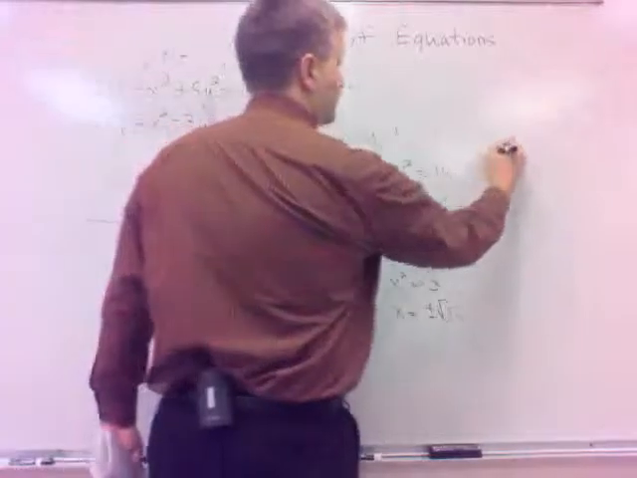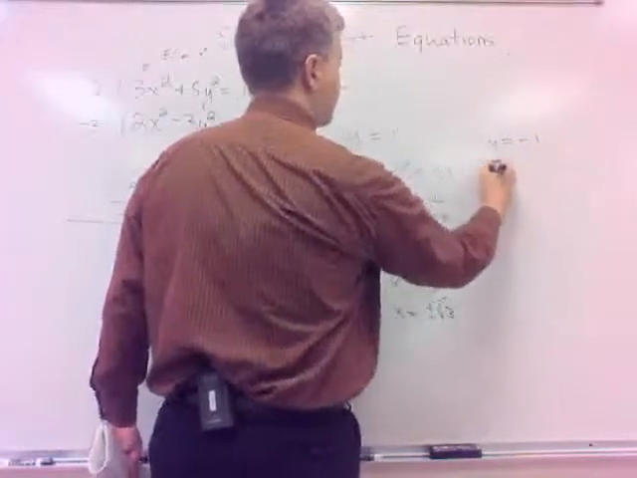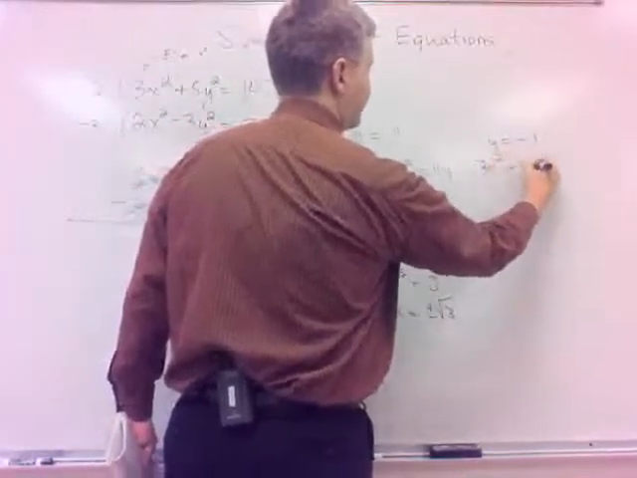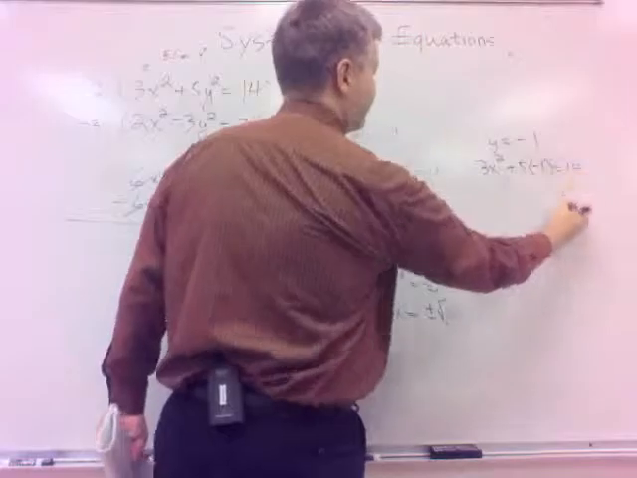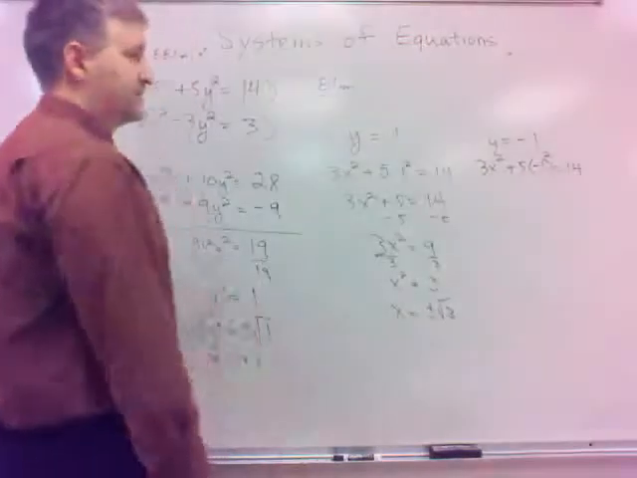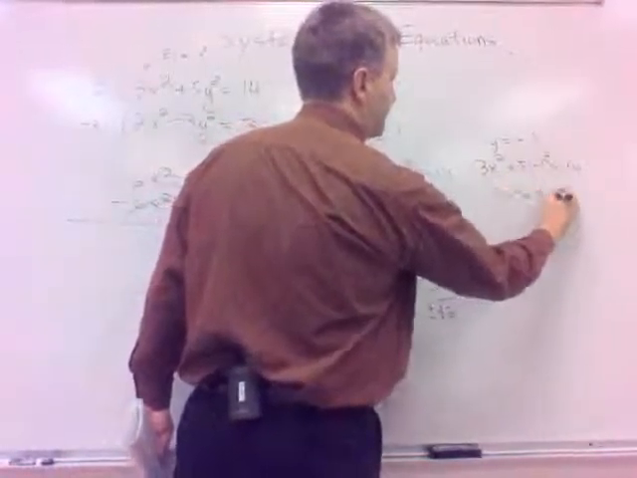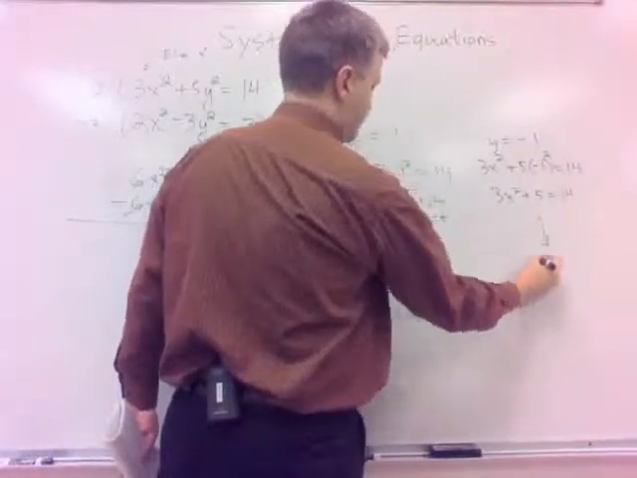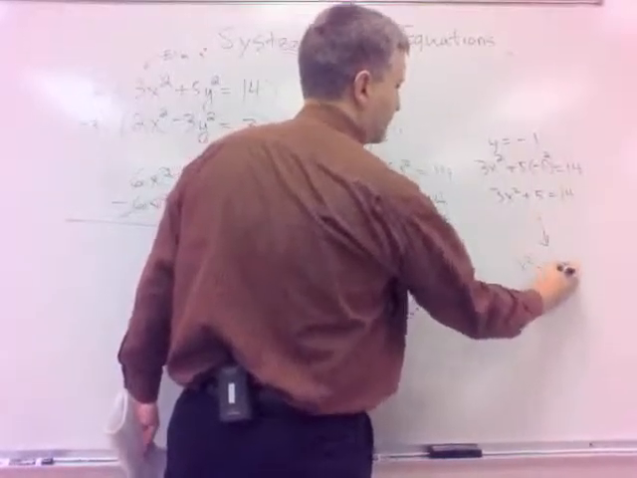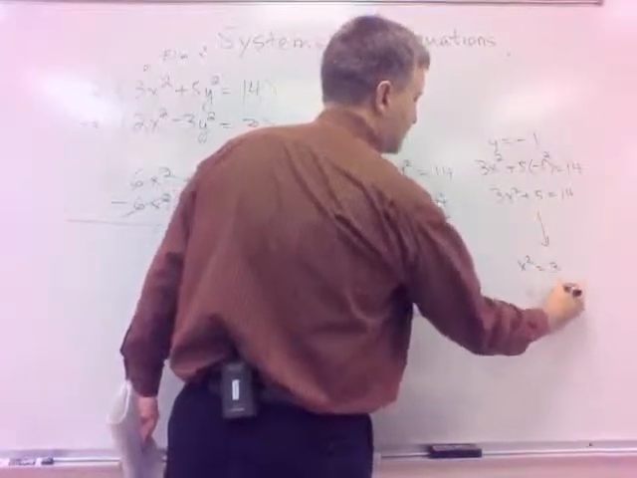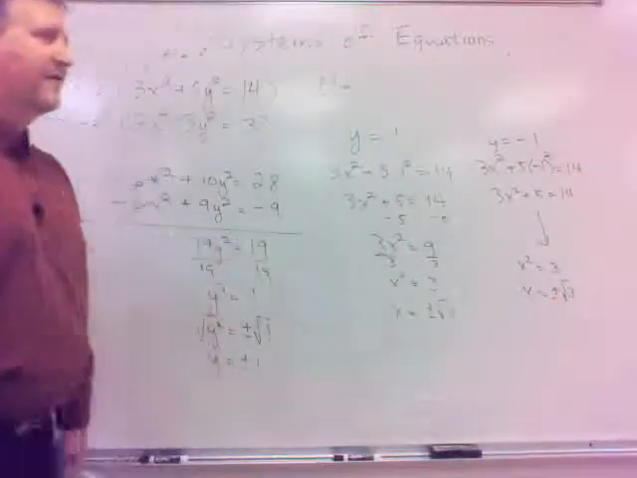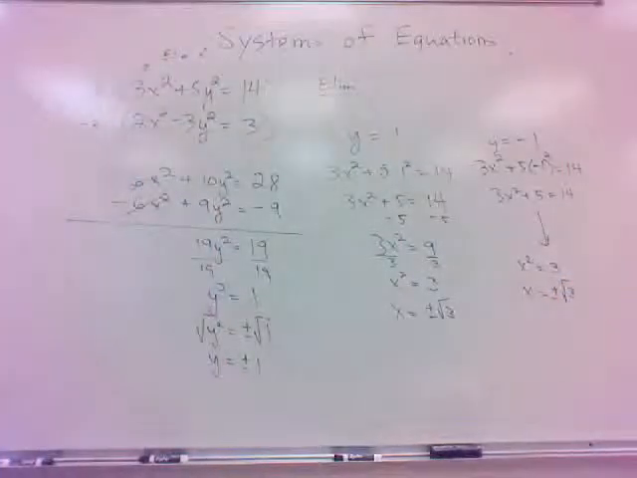What about negative 1? Well, good news is here, I get the same thing, don't I? If I square negative 1, I get positive 1, so that's still 3x squared plus 5 equals 14. Same thing. All right, well, how many solutions do you see there?